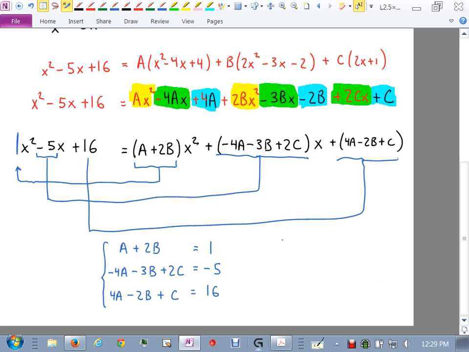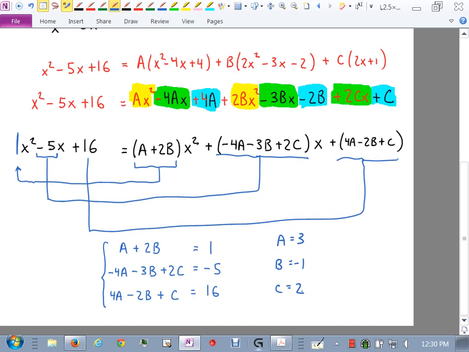The solution is A is 3, B is -1, and C is 2. Okay? Now, would you like to know how to do it on your calculator? All right. Here's how it's done.